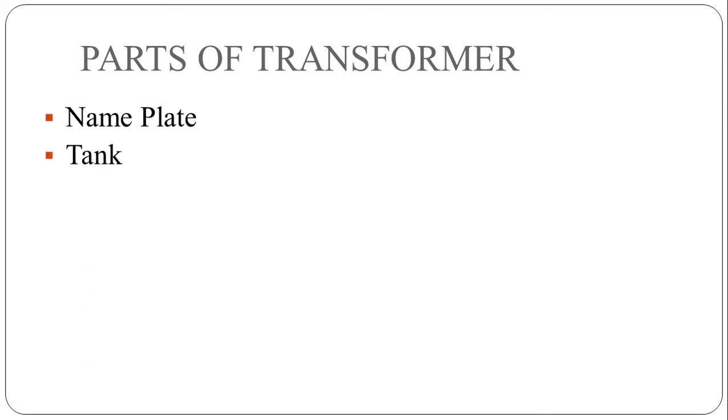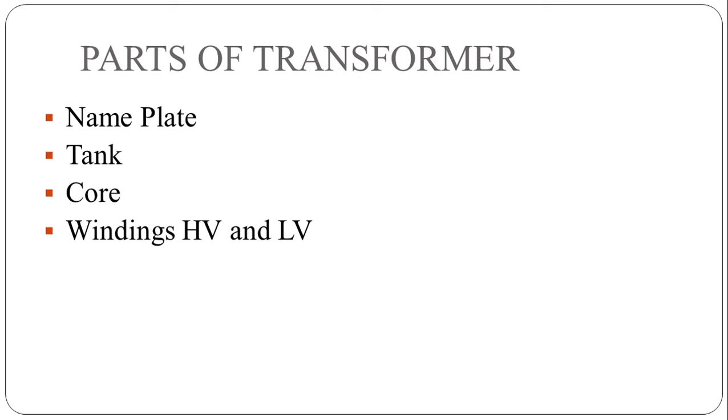Second part is tank. It is a metallic structure filled with transformer oil. Core and windings are immersed in the transformer oil inside the tank. Third part is core. Core is made up of magnetic material. Windings are wound on the core. It helps to mutually couple primary and secondary winding by carrying the magnetic flux. Next part is HV and LV windings. HV means high voltage and LV means low voltage. So these windings are wound on core and they are made up of copper.